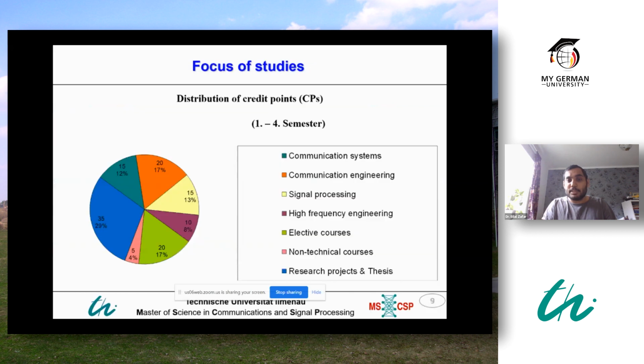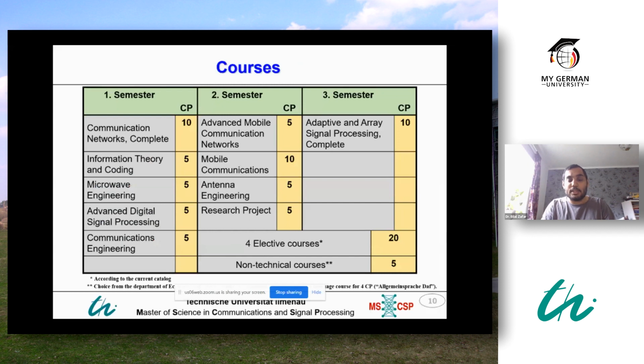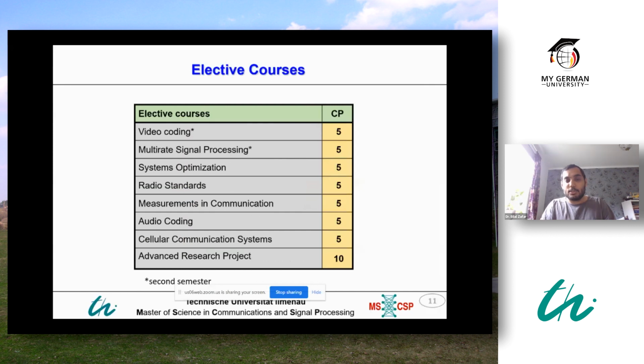Some more shots of the campus. This is just a little bit of distribution for the master's program, how we divide what is the focus of the master program among communication systems, communications engineering, signal processing, high frequency engineering, and some non-elective and elective courses, and some research projects. This is the curriculum. So you see the 4th semester is completely dedicated to the master's thesis. And then you have these courses in all of the semesters. You have to do 30 credit hours in each semester. Then there are some elective courses as well.